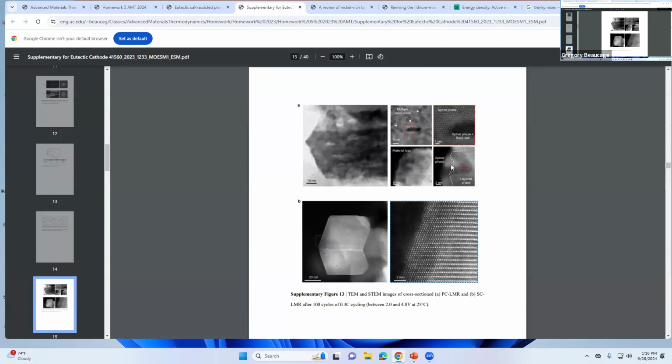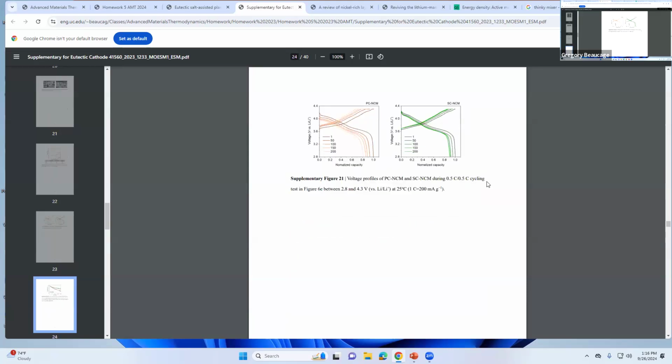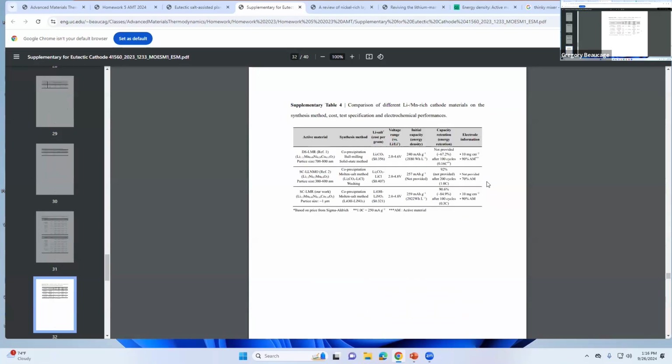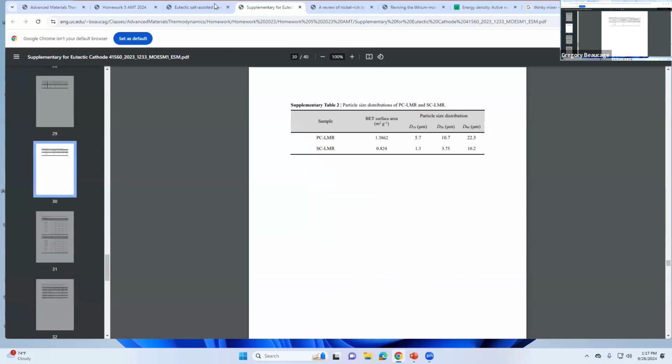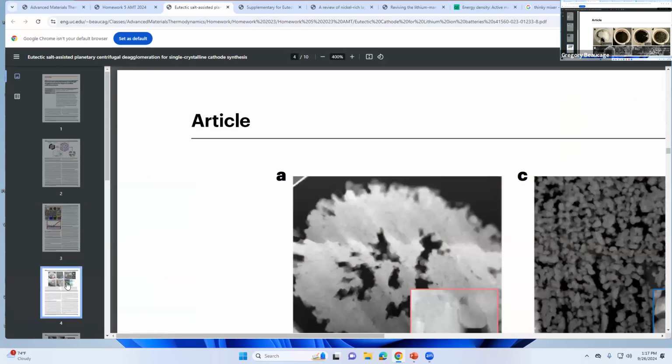He can see because it's got a smaller lattice size in the surface somewhere here. I don't know exactly where that micrograph is. It's in the main paper, I guess. This is the supplemental, and this is the paper, right? So let's see. Let me zoom back out here.